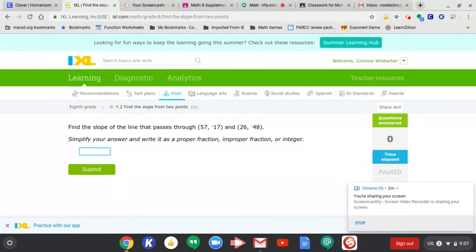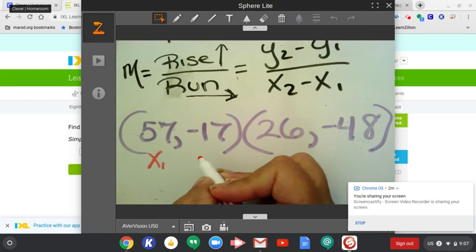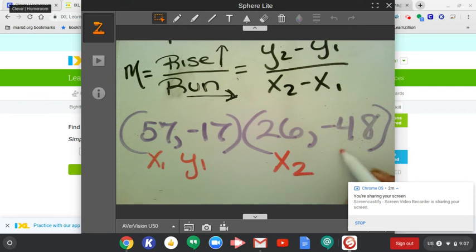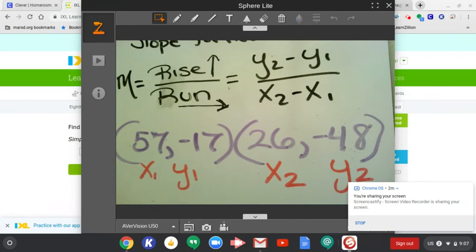Okay, so here we are. We have 2 points, and the first point we have is (57, -17). Okay, so we're starting out pretty tricky here, and (26, -48). Step 1, you're going to take your notebook and write down the 2 points. Step 2, we are going to indicate our x1, first y coordinate, second x coordinate, second y coordinate. Now this is just as easy as can be. You're going to plug it in.